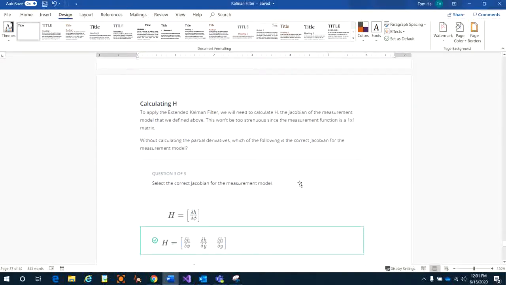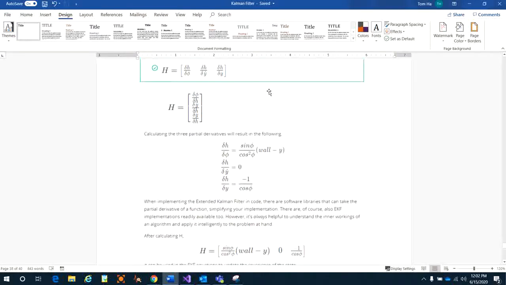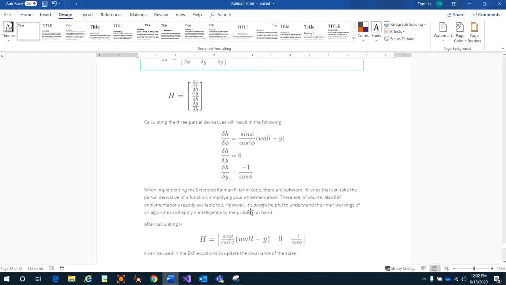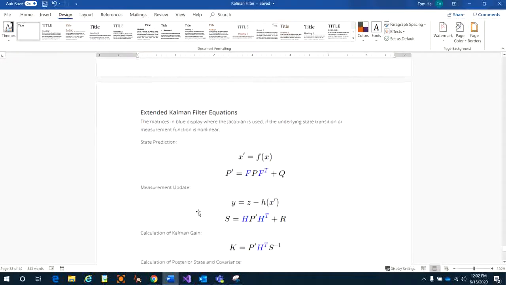To do that, remember we apply the standard Kalman filter, and we need to calculate the H, the Jacobian of the measurement model defined above. So we have to do the partial derivative. And when we take the derivative, we get the result, the measurement matrix right here. And from here, you can calculate the covariance update.